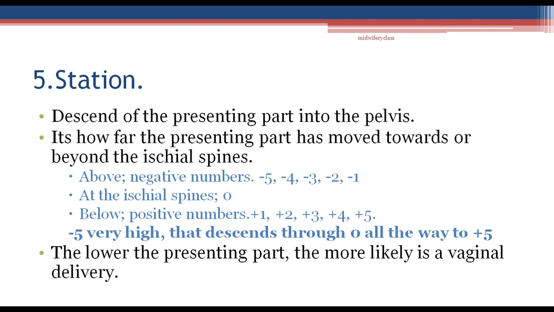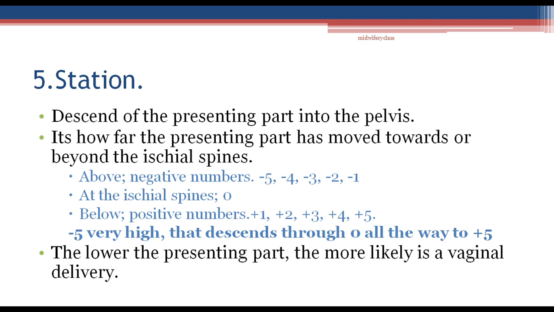If the presenting part reaches the levels of the ischial spines, station is described as 0. And when it descends further and moves below the levels of the ischial spines, station becomes positive numbers like +1, +2, +3, +4, and +5. Now, -5 is a very high presenting part that descends through 0 all the way to +5. The lower the presenting part, the more likely is a vaginal delivery.